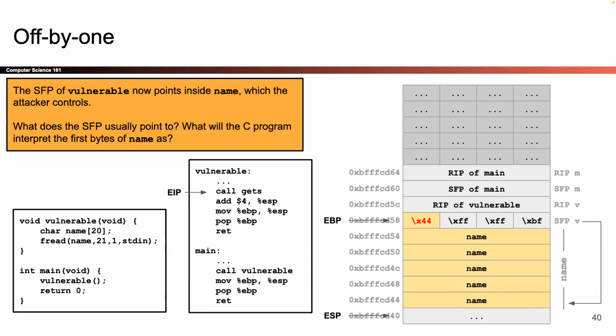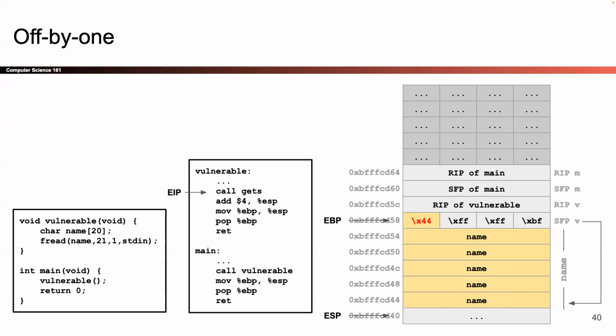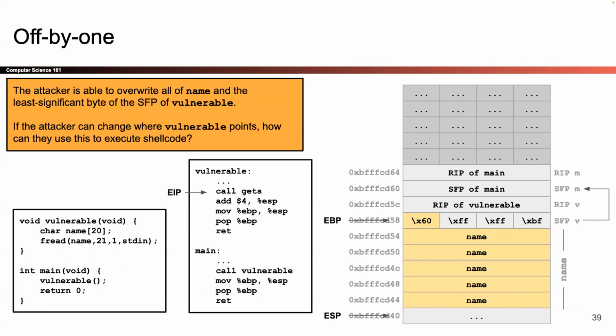Okay, but there's something even more important, which is like, wait a minute, the SFP, that's not what I use to get shellcode to execute. What I really care about is the RIP. That's the good stuff. That's what I use to get the shellcode to execute, because that's how I get the program to jump to other places that I care about and start executing instructions.